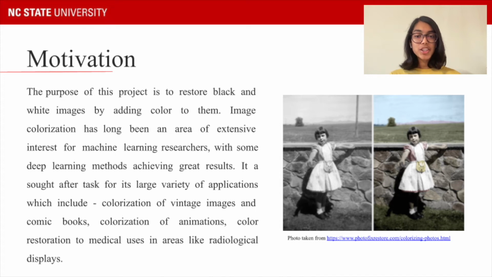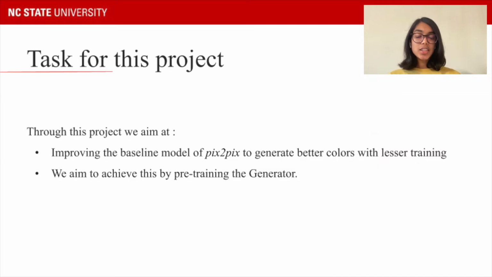Image colorization has always been a great topic among machine learning enthusiasts who have tried to restore the color of vintage images and comic books. We really love this topic and wanted to work further on it. The task for this project consists of improving our pix2pix model by producing better accuracy in the colors with less training data. We achieve this by pre-training the generator of our GAN.